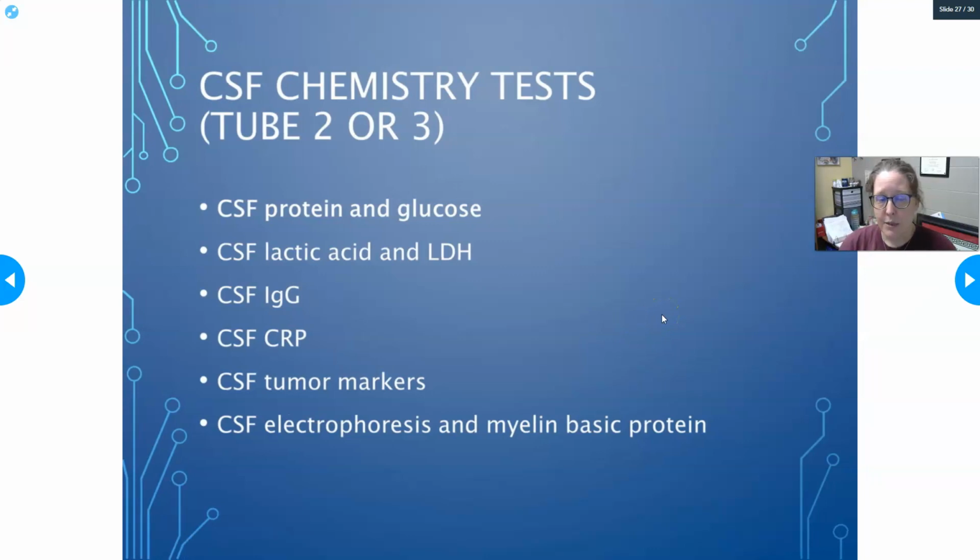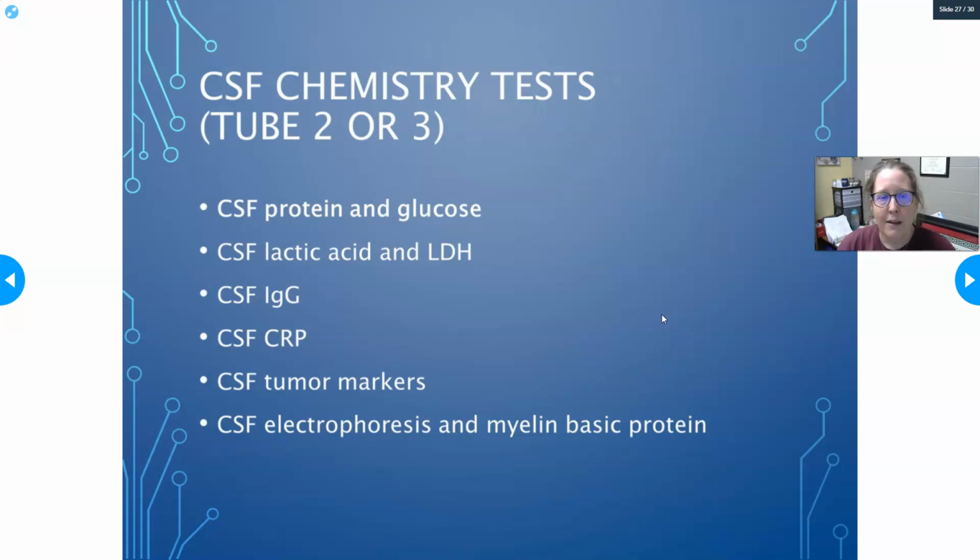Chemistry tests can be done on tube 2 or 3. For example, if you wanted to use tube 3 for micro, what you could do is use tube 3, go set up the microbiology, get all that taken care of, and then with what's left, take it to chemistry and test it in chemistry. But you can also use tube 2.